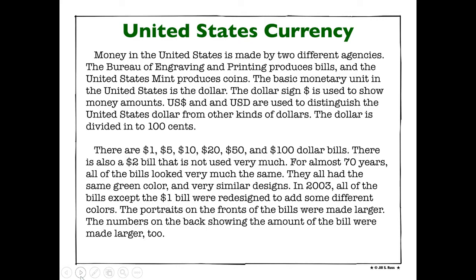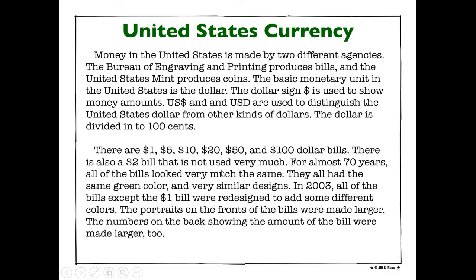Money in the United States is made by 2 different agencies. The Bureau of Engraving and Printing produces bills, and the United States Mint produces coins. So one agency does bills and one agency does coins. The basic monetary unit in the United States is the dollar.